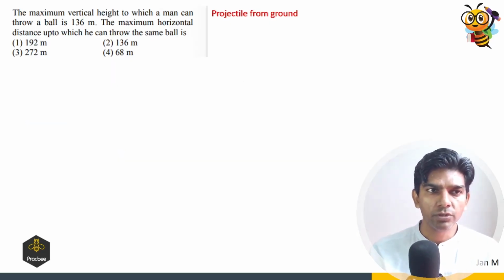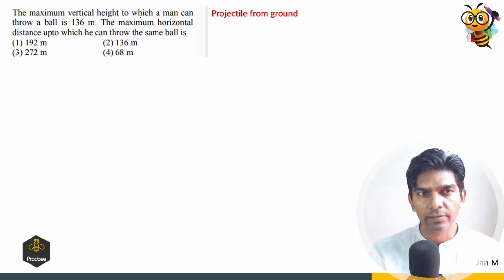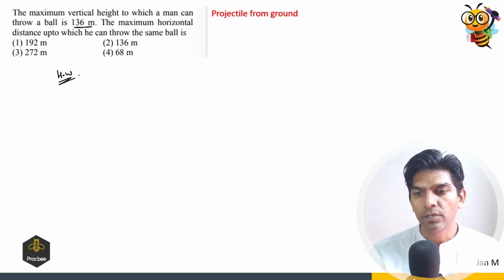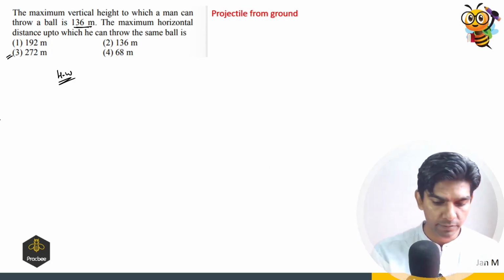Now let us see another question. The maximum vertical height to which a man can throw a ball is 136 meters. The maximum horizontal distance up to which he can throw the ball. Similar question we have done, right? So I'm keeping this as homework. If you try to solve this, you will get option 3 as the answer.